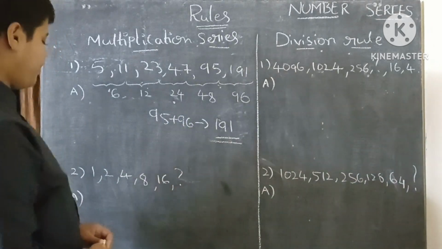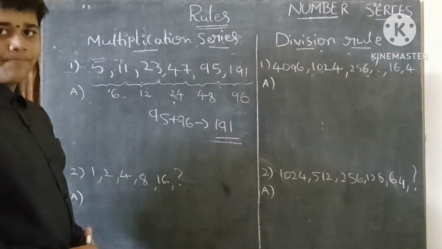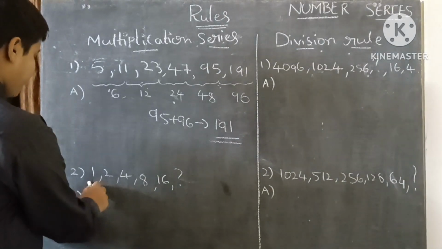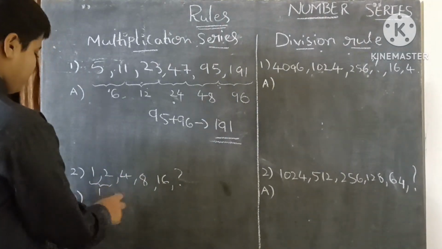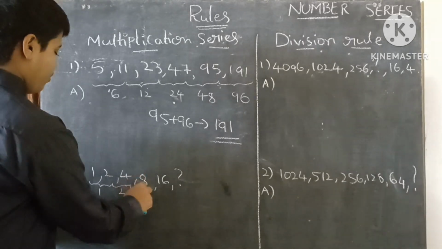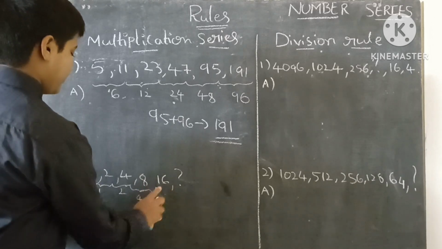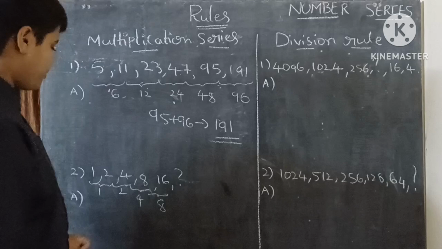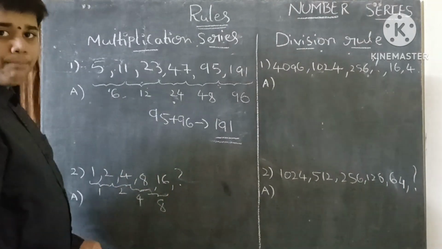Now the second example: 1, 2, 4, 8, 16. First we have to take the difference. The difference between 1 and 2 is 1, between 2 and 4 is 2, between 4 and 8 is 4, and between 8 and 16 is 8. These four differences follow a pattern.